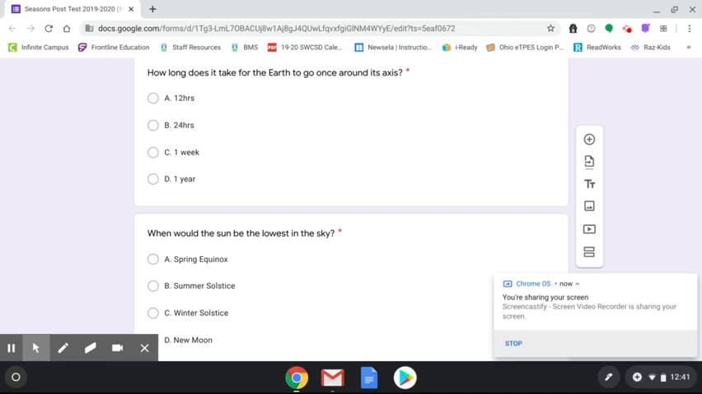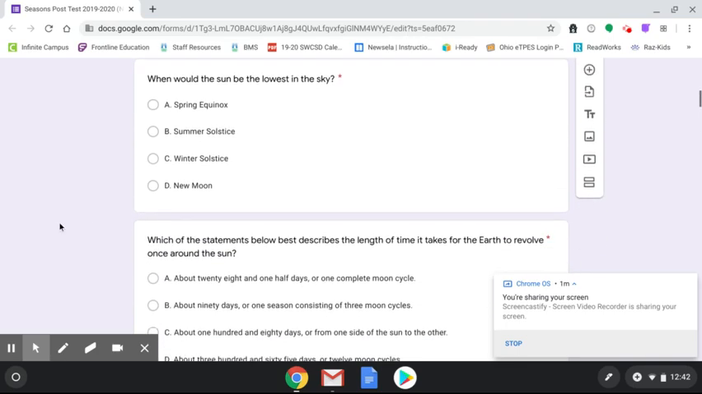Next question. How long does it take for the earth to go around once around its axis? 12 hours, 24 hours, 1 week, or 1 year? When would the sun be the lowest in the sky? Spring equinox, summer solstice, winter solstice, or new moon?